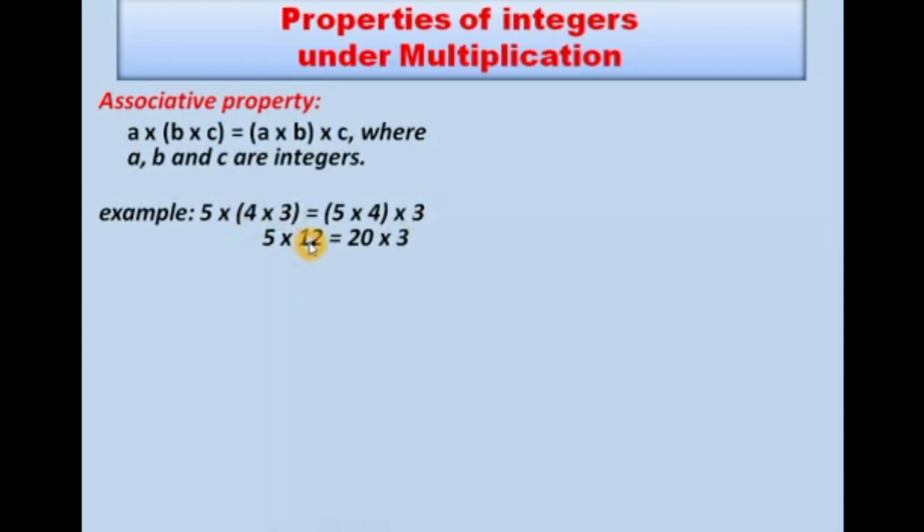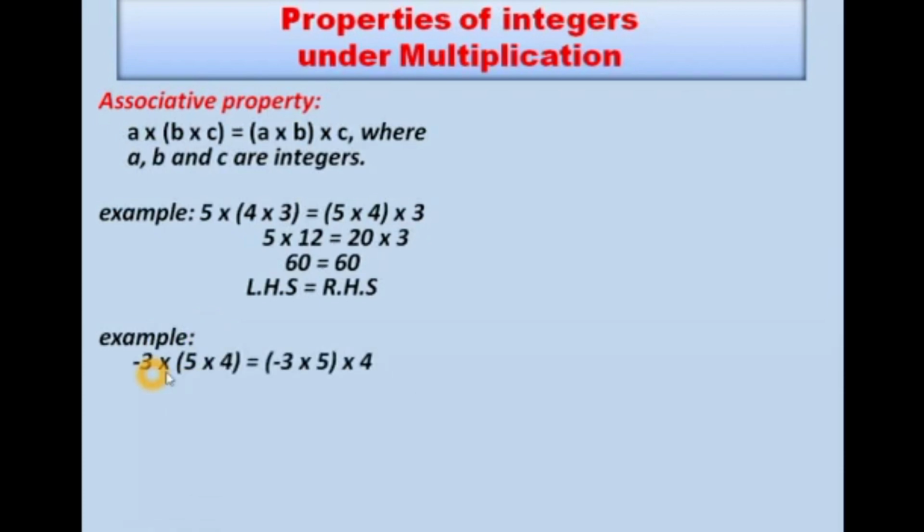4 3s are 12, which is again multiplied with 5. 5 4s are 20, which is again multiplied with 3. 5 12s are 60. 20 3s are 60. Here, left hand side is equal to right hand side. Another example.